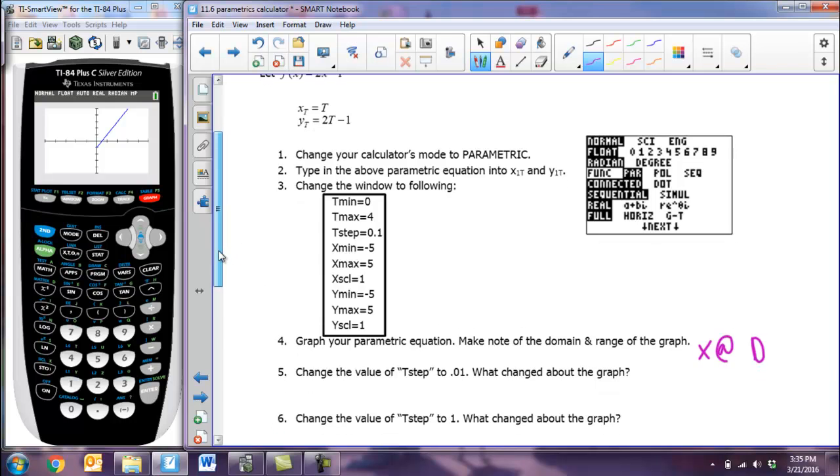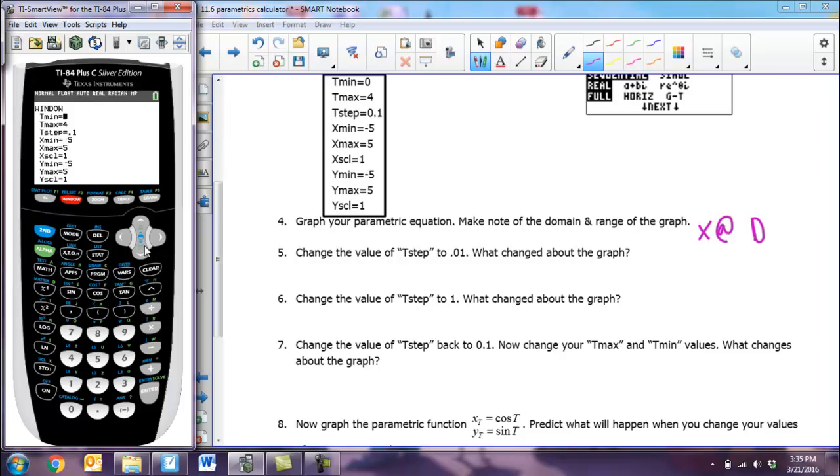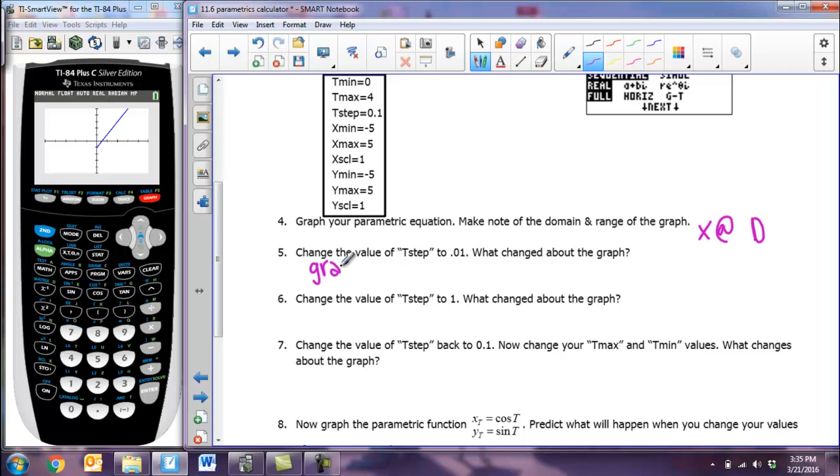Now it asks me to change the value of the t step. So I go back to the window, and instead of 0.1, I'm going to make it 0.01, even smaller, and press graph. The one thing you notice here is this graphed a lot more slowly. The other thing is that my graph actually became a lot more accurate. It looks a lot more filled in, like all of the points are actually there. So it's more accurate, it's graphing slower, it's actually graphing more points.